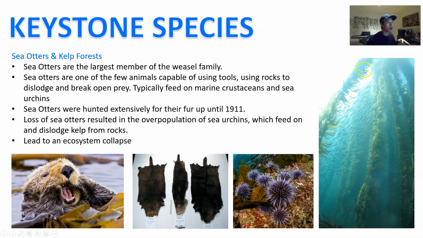They dislodged the kelp from the sea floor, and then the kelp would float away in the ecosystem, and these great big kelp forests would collapse as a result of this problem. And so the disappearance of the sea otters led to the overpopulation of sea urchins, which led to the disappearance of the kelp, and then the collapse of the ecosystem, because all these other organisms like fish and so forth then don't survive there.